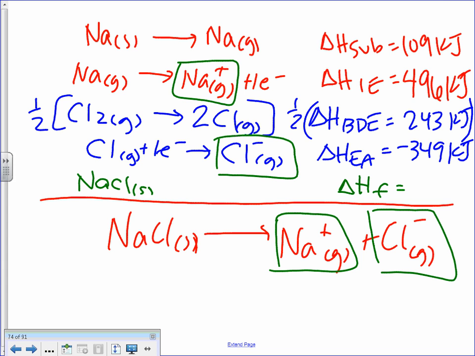The formation of sodium chloride from its elements, which are sodium and what's their standard state? Solid, and chlorine standard state?